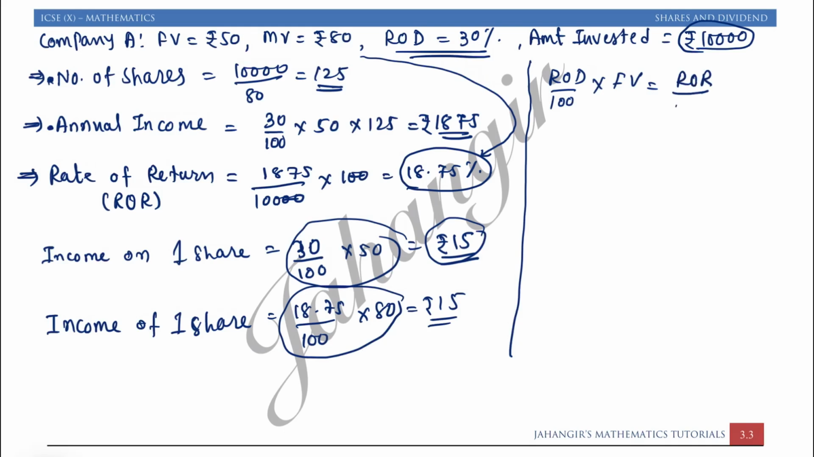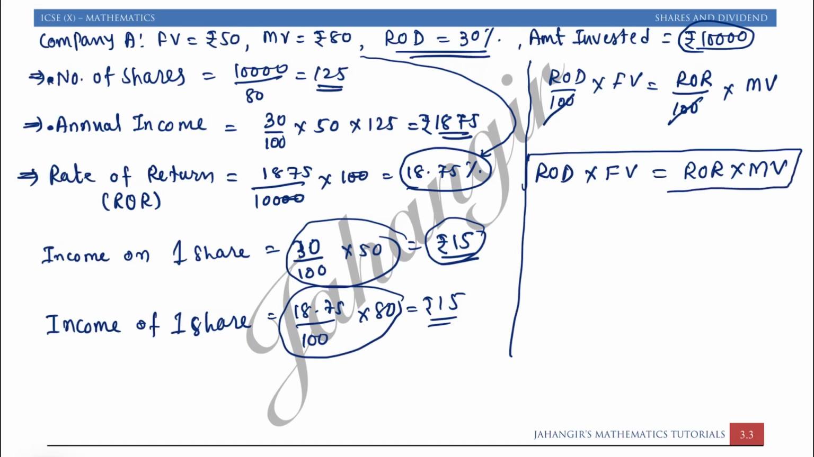18.75% is ROR. ROR upon 100 into market value. Cancelling this 100 on both sides, you will get one best formula which connects four different units. ROD into face value is equal to rate of return ROR into MV. If any one of them is missing and the remaining three are known, you can easily find it using this formula.